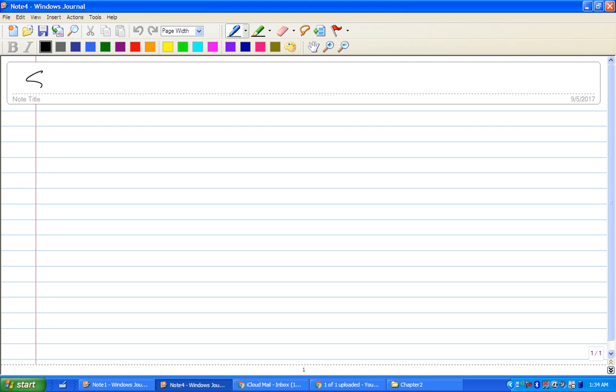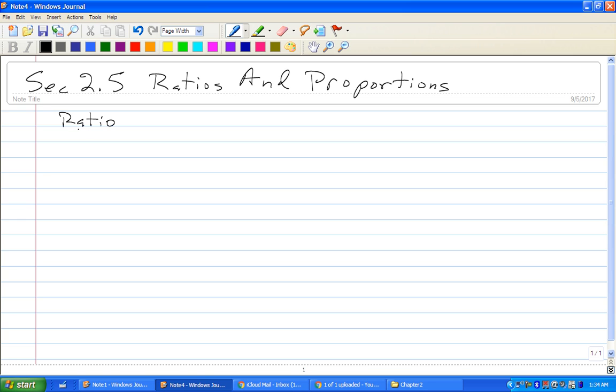Section 2.5, ratios and proportions. So a ratio, let's say 3 to 5, can be written as 3 to 5, or can be written as a fraction, 3 to 5. Now, whenever I write a fraction, I will always assume that I will write it in reduced form.